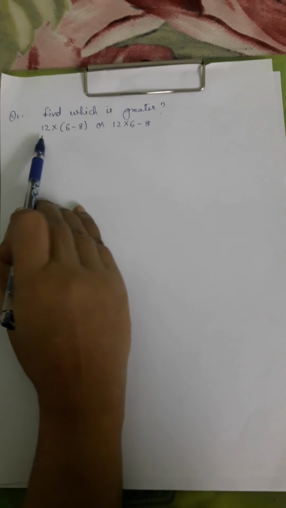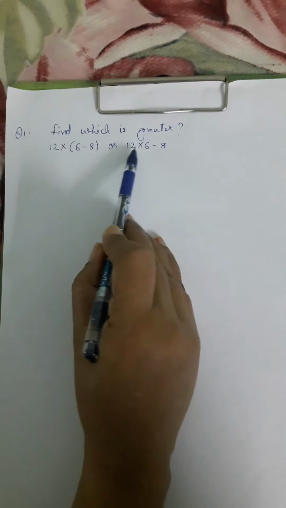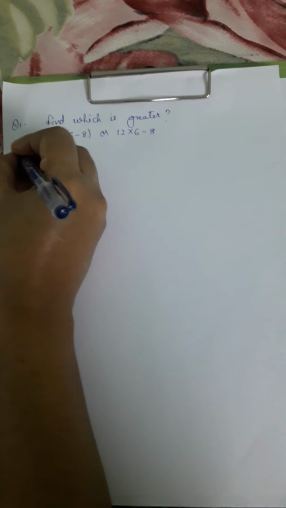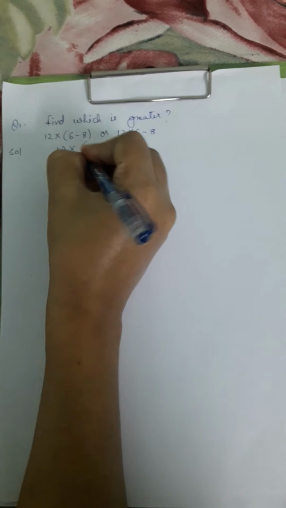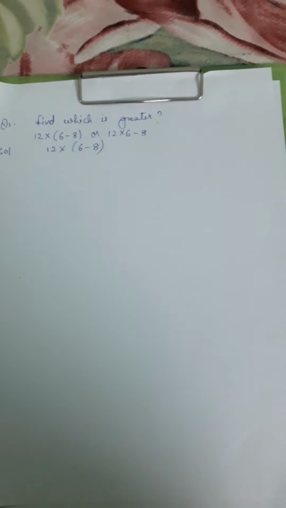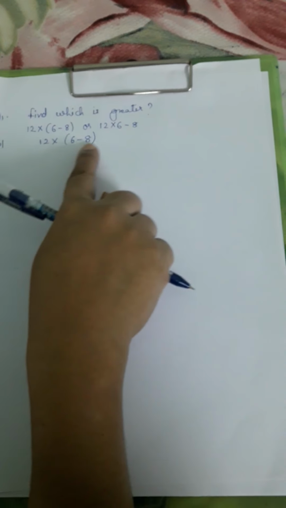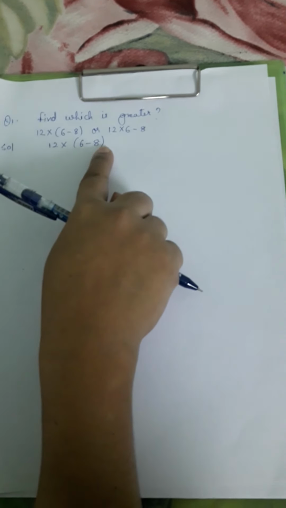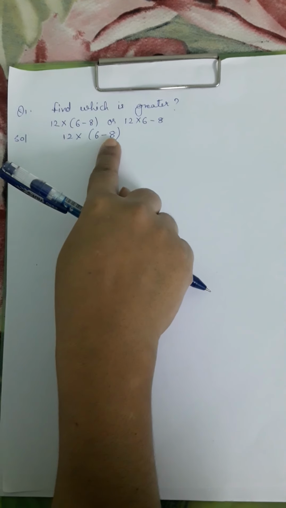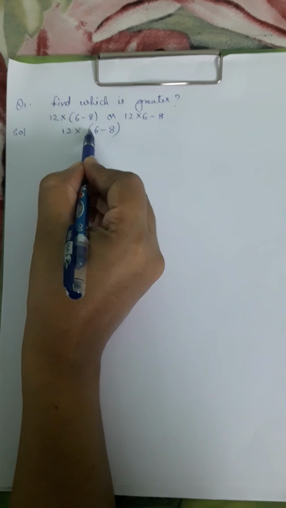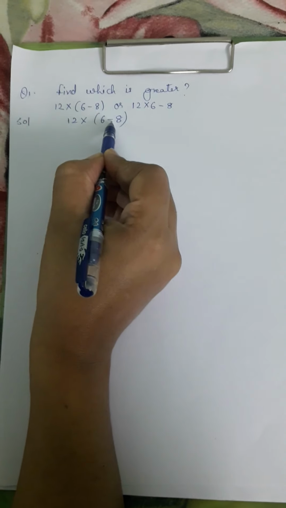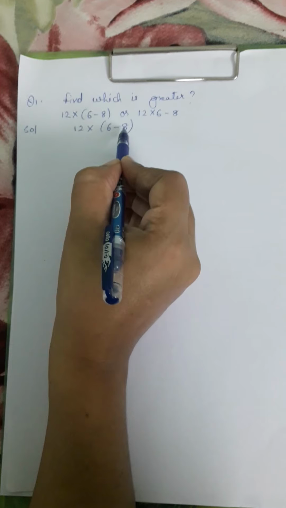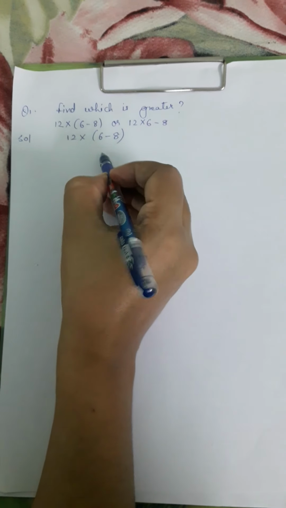The first question is: find which is greater, 12 into (6 minus 8) or 12 into 6, minus 8. Pick up the first one, 12 into (6 minus 8). When you see a bracket, you should know that first you will solve the bracket. Now what is 6 minus 8? 6 has a plus sign. No sign means plus sign. Plus minus is minus, which means you will subtract. When you subtract, 8 minus 6 gives you 2.